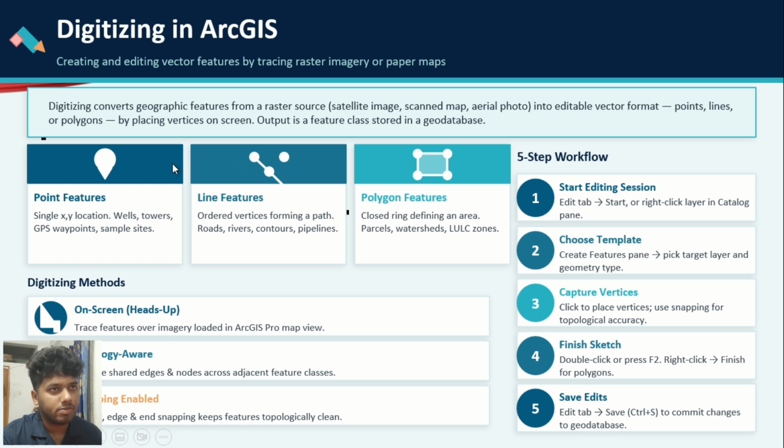We have three basic feature types that we learned a video ago: point features, line features, and polygon features. We work on screen with topology or snapping enabled. We have to enable snapping for better digitizing, and we follow a 5-step workflow to digitize a map. First, we start an editing session, choose a template, capture vertices, finish the sketch, and save our edits. So without wasting time, let's move into ArcGIS.